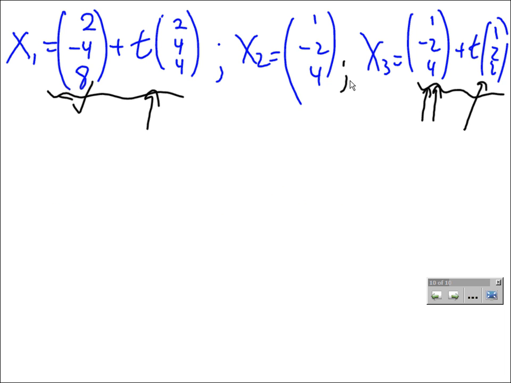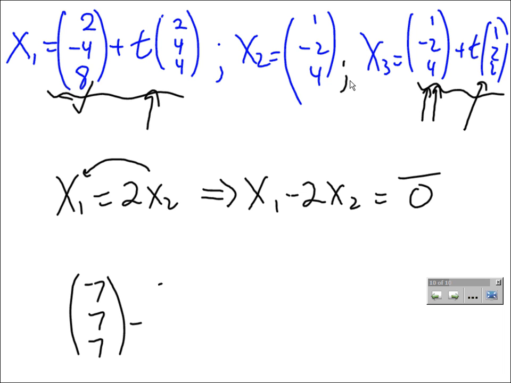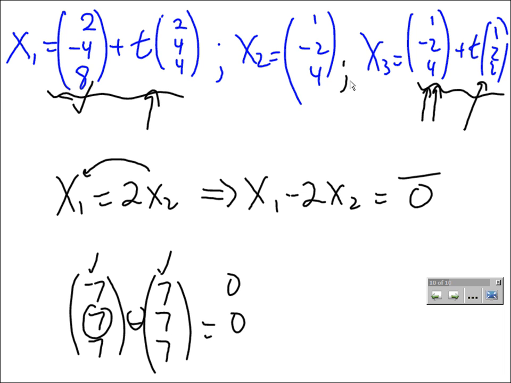So I know that x1 is 2 times x2. We'll bring that over to the other side. The x1 minus 2x2 gives you the 0 vector. After all, if you have 7, 7, 7, and you take away 7, 7, 7, you don't get 0. You get 7 minus 7, 0.